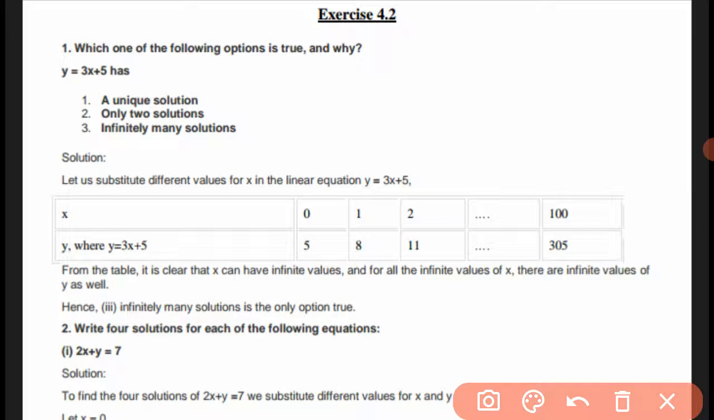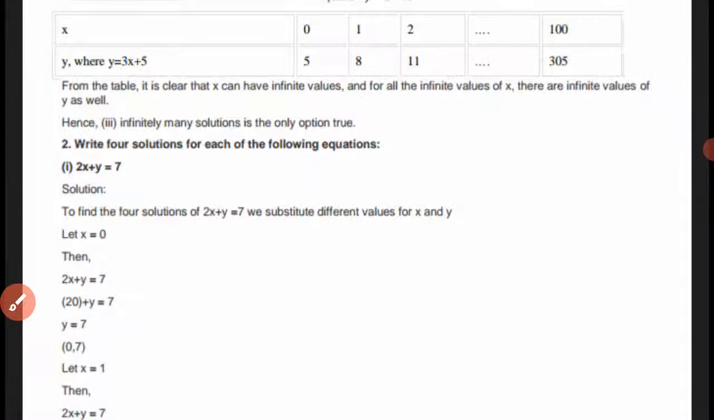So from the table it is clear that x can have infinitely many values, and for all those values of x there are values of y as well. Hence the third option is correct, that is, infinitely many solutions. Now after this, see question number 2.